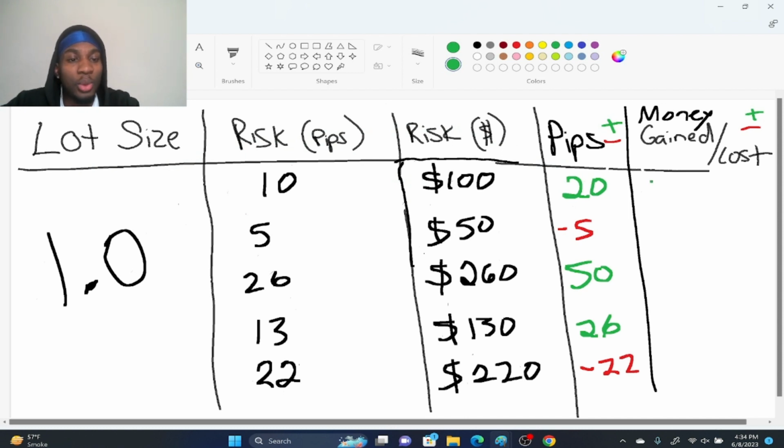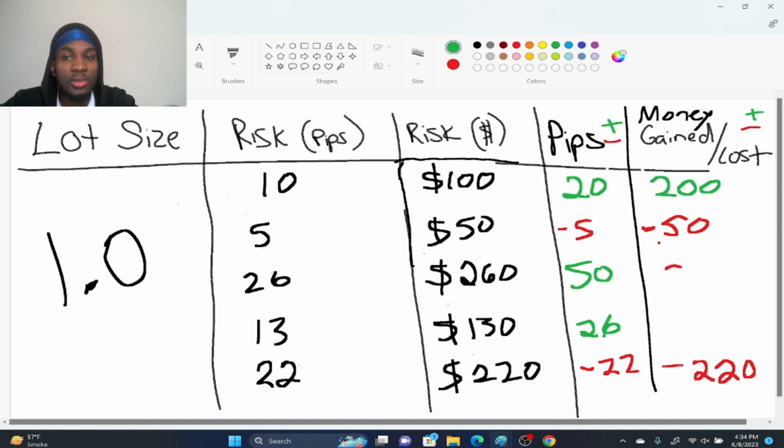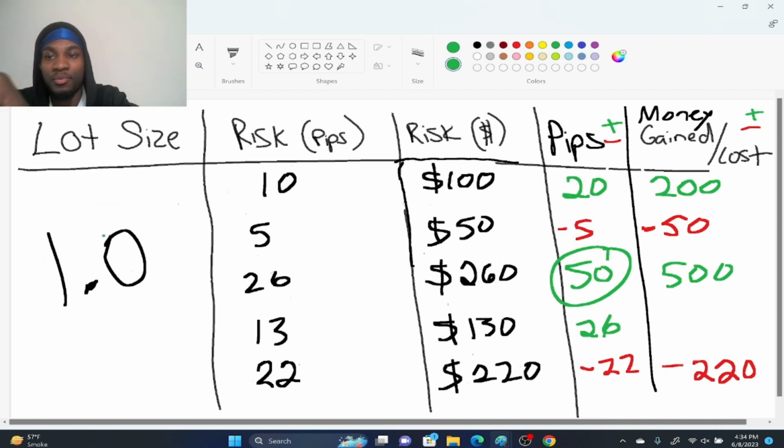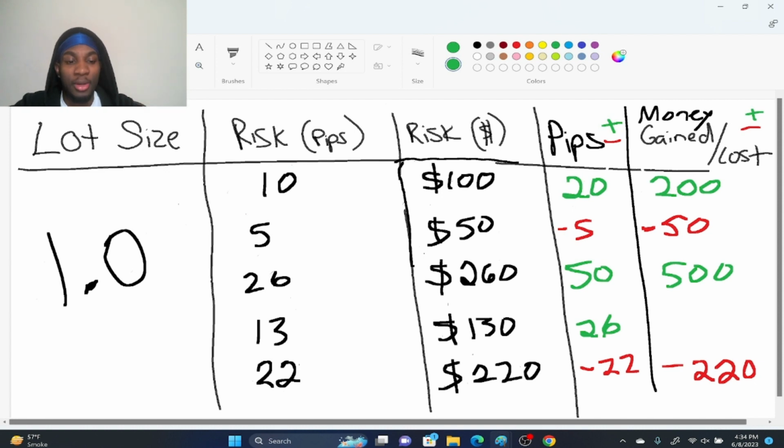On Monday, we would have made $200. On Tuesday, we would have lost $50. Let me just do this, I gotta keep switching the colors. On Wednesday, we end up making $500. Why? Because this multiplied by that, it's 500. Not 50, but 500, because pips is a little bit different than your regular math. It's per pip, okay?